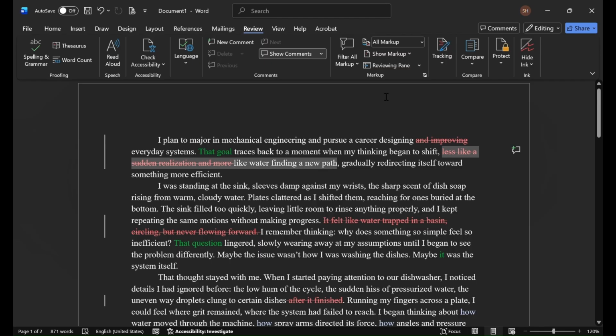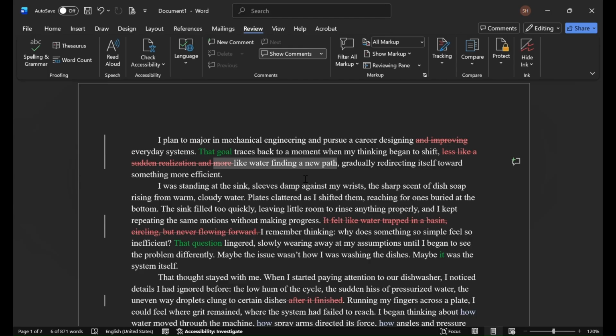So if we had room, it's not a bad thing to do, but then it also kind of becomes redundant. And so what's more important is pointing out what something is rather than its opposite. So in this instance, it's less like a sudden realization and more like water finding a new path gradually. And so stating what it is is a little bit more important here than stating what it's not. So we got rid of that. Okay, so what else do we have here?